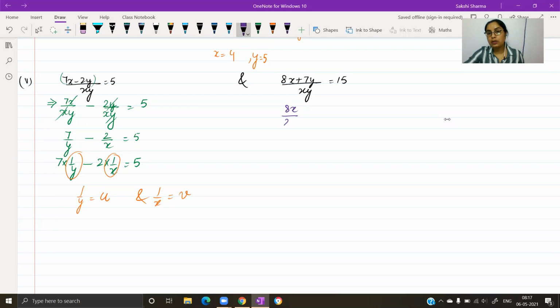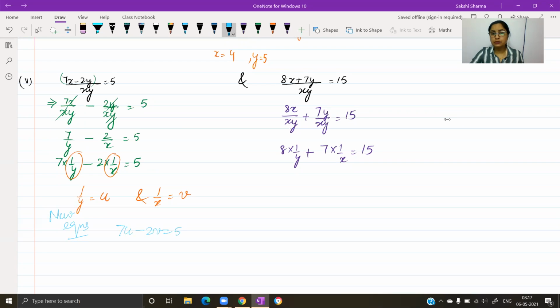Similarly, for the second equation, you have 8x over xy plus 7y over xy equals to 15. This will be 8 into 1 by y plus 7 into 1 by x equals to 15. So replacing these fractional parts which have your variable by new variables, you will have the new equations 7u minus 2v equals to 5 and 8u plus 7v equals to 15.